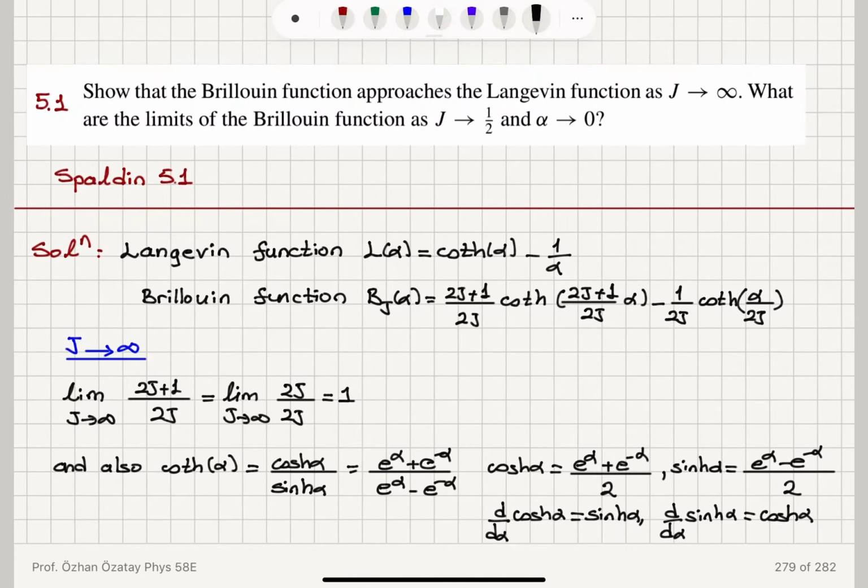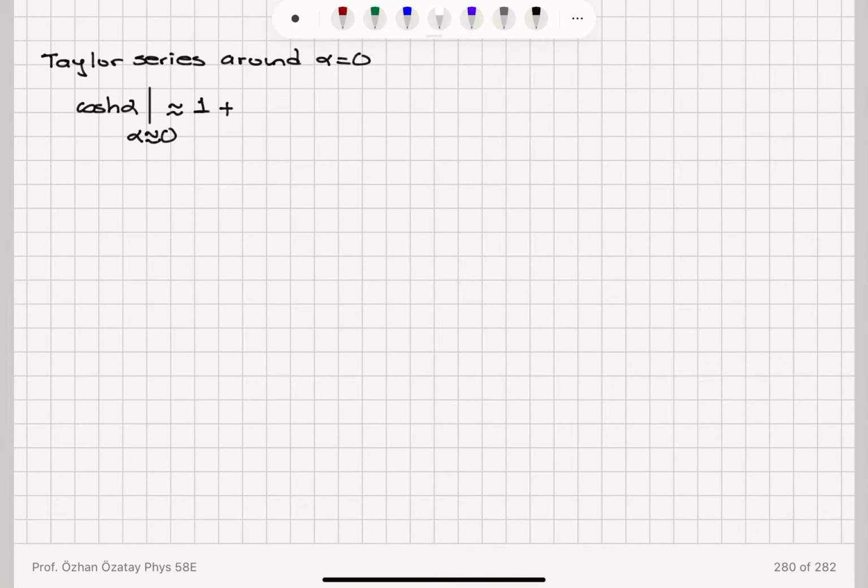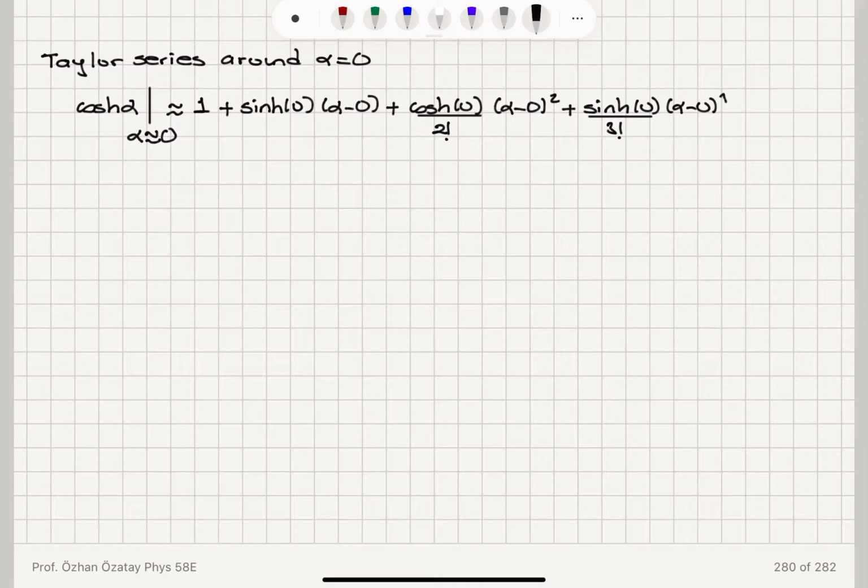Then we take the derivative with respect to alpha. We're going to obtain sine hyperbolic alpha. Evaluated at alpha equals 0, we will have e to the 0 minus e to the 0 over 2, so that is going to give us 0. So this will give sine hyperbolic 0 multiplied with alpha minus 0. And then the second derivative: the sine hyperbolic derivative, remember, is cosine hyperbolic. So it's cosine hyperbolic 0 divided by 2 factorial, alpha minus 0 squared. The third derivative gives us sine hyperbolic evaluated at 0 divided by 3 factorial, alpha minus 0 cubed. And the fourth term is cosine hyperbolic 0 divided by 4 factorial, alpha minus 0 to the fourth power, and we have higher order terms.